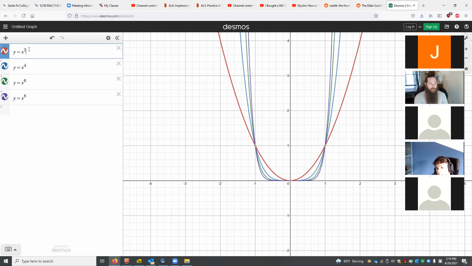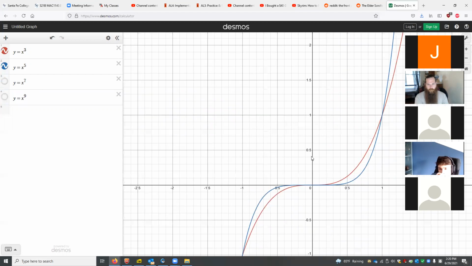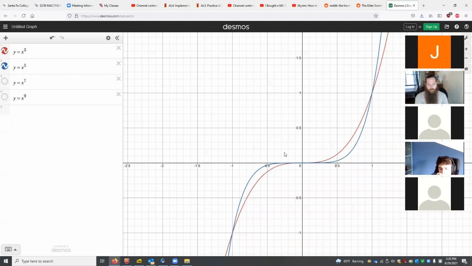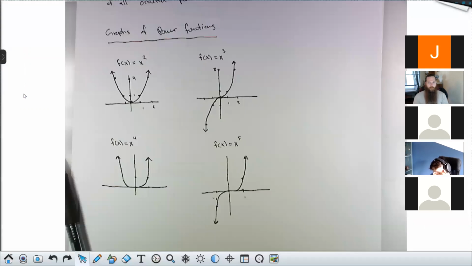If we do the same thing with the odd powered power functions, as promised, you'll see the same sort of pattern. So here's x cubed in red, and then x to the 5. Same sort of thing, right? Still has that overall S shape, but the blue curve is flatter between -1 and 1. And then as that odd power increases, it's flatter still. So here's x to the 5 and x to the 7 in green, and then x to the 9 in the purple. So those are your basic power function graphs.